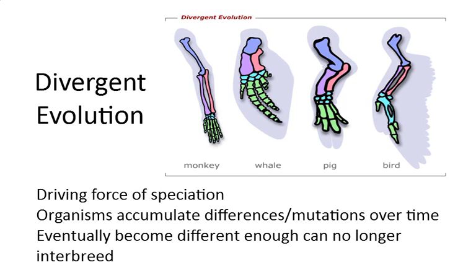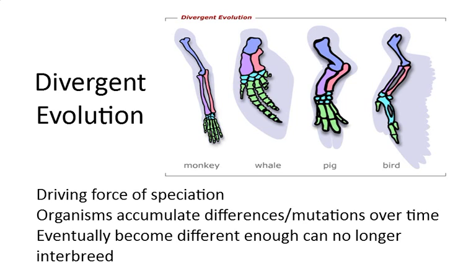You can often see the evidence of divergent evolution in, for example, the diagram that we have up here, which shows the limbs or the arms or the top limbs, whatever you want to call them, of several different species of vertebrates. You have a monkey, you have a whale, and you have a pig. All of those are examples of mammals. And then you see that of the bird.